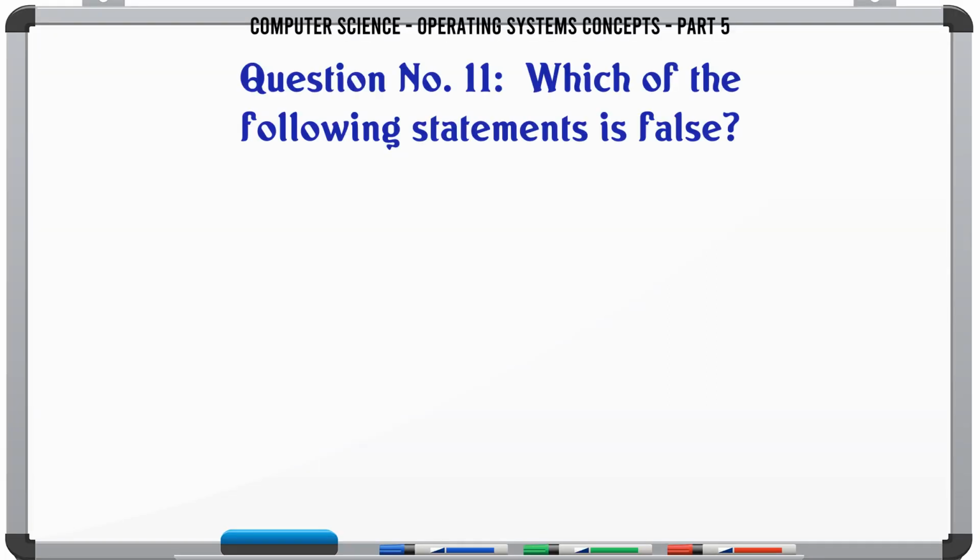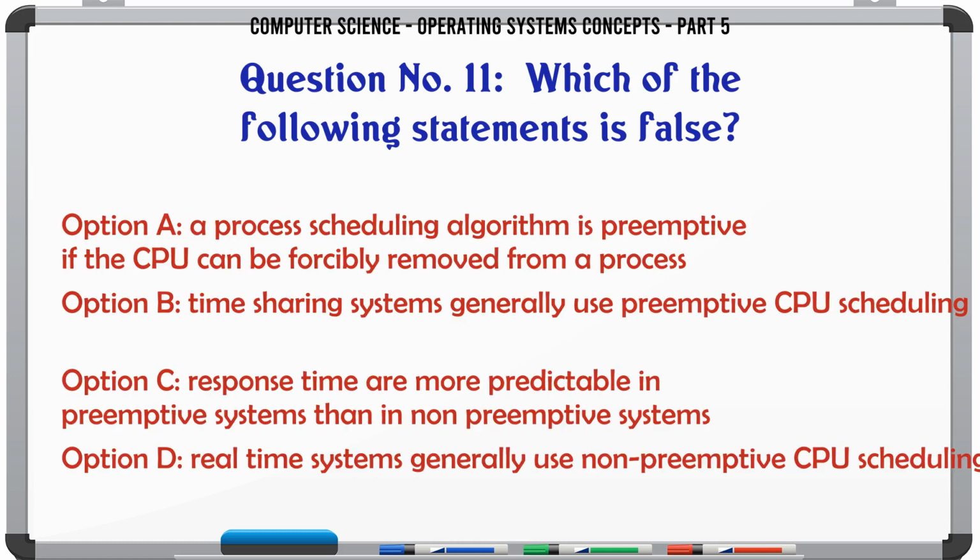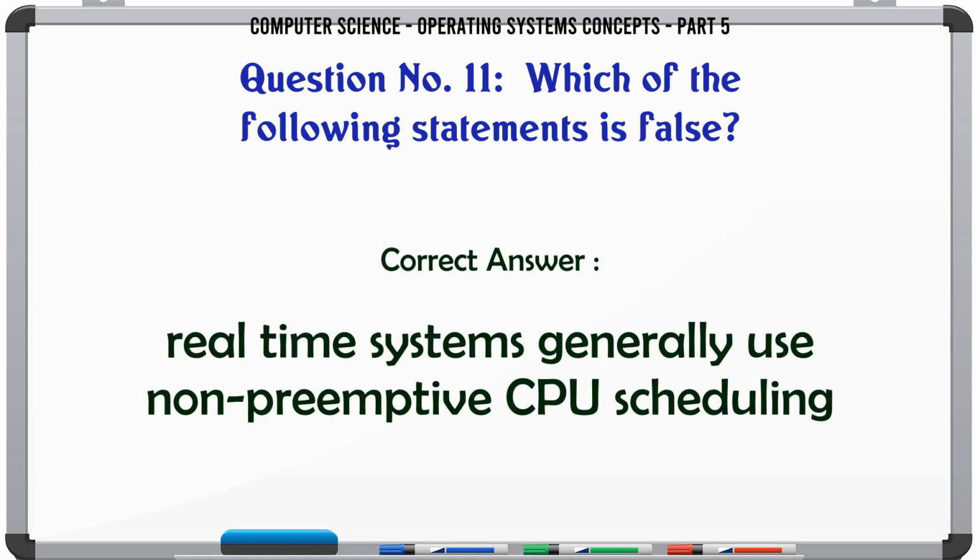Which of the following statements is false? A. A process scheduling algorithm is preemptive if the CPU can be forcibly removed from a process. B. Time-sharing systems generally use preemptive CPU scheduling. C. Response times are more predictable in preemptive systems than in non-preemptive systems. D. Real-time systems generally use non-preemptive CPU scheduling. The correct answer is real-time systems generally use non-preemptive CPU scheduling.